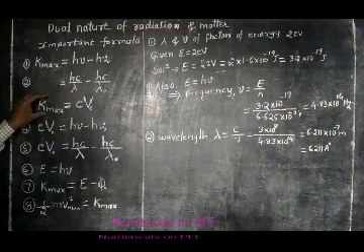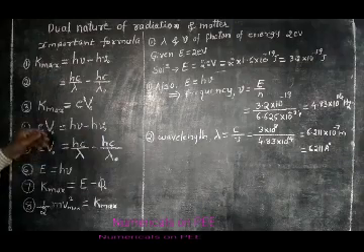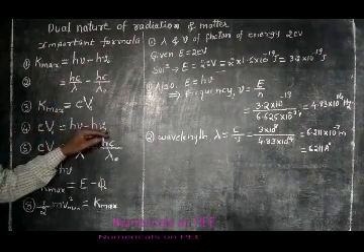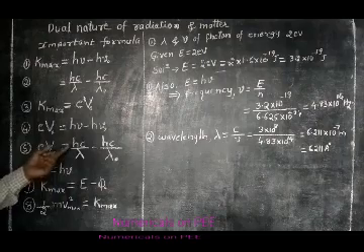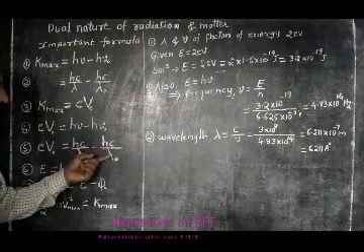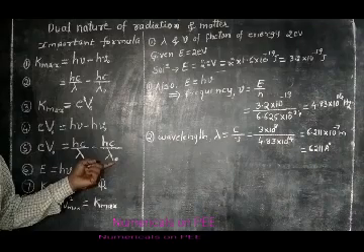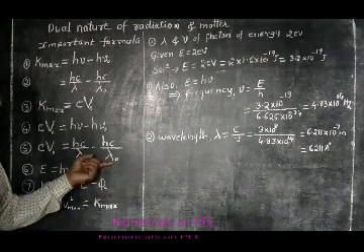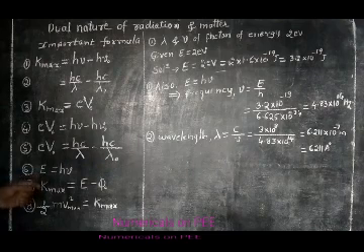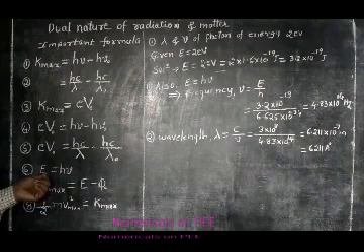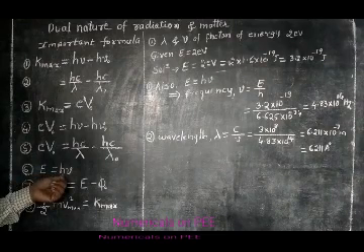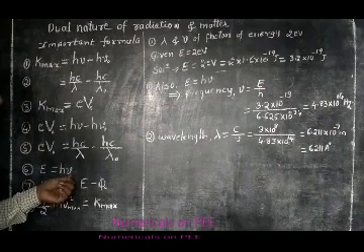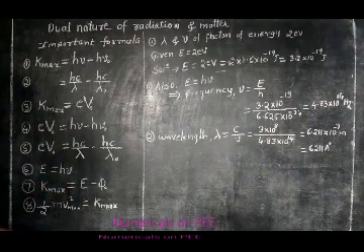That is, K maximum can be written as h nu minus h nu naught, or eV naught equal to h nu minus h nu naught, or eV naught equal to hc upon lambda minus hc upon lambda naught, where lambda naught is threshold wavelength. It is the maximum wavelength above which photoelectric effect is not possible. And energy of photon is given by E equal to h nu, where E is the energy of photon, h is Planck's constant, and nu is frequency of incident radiation.